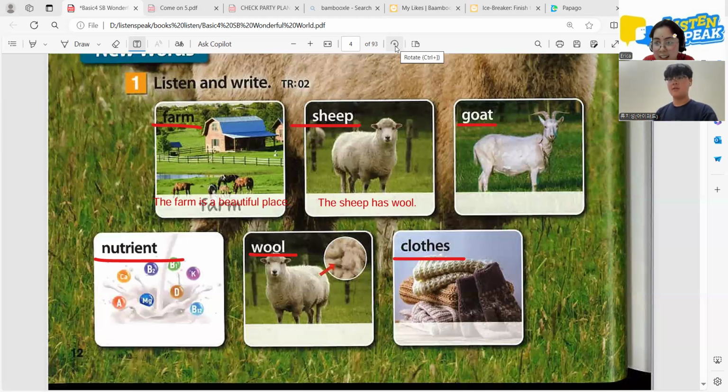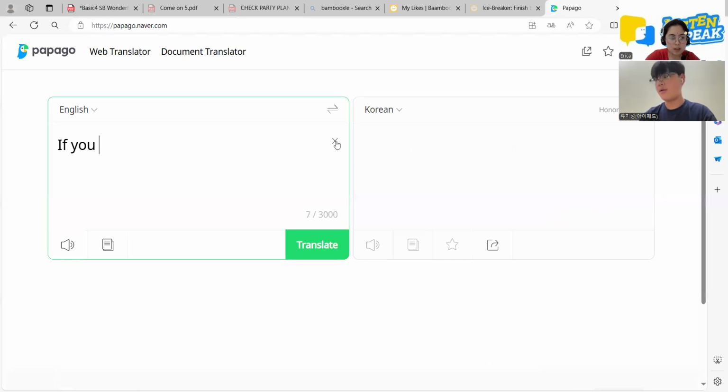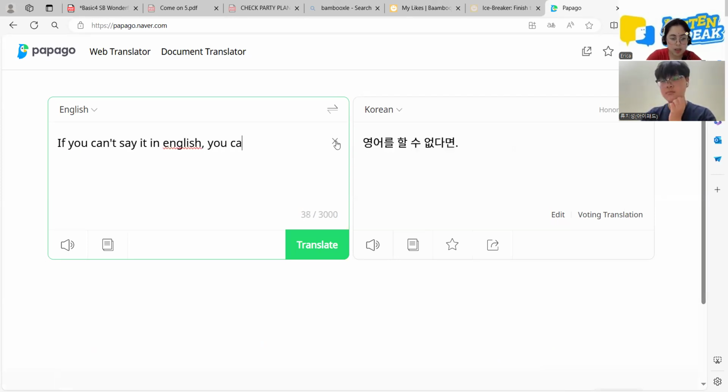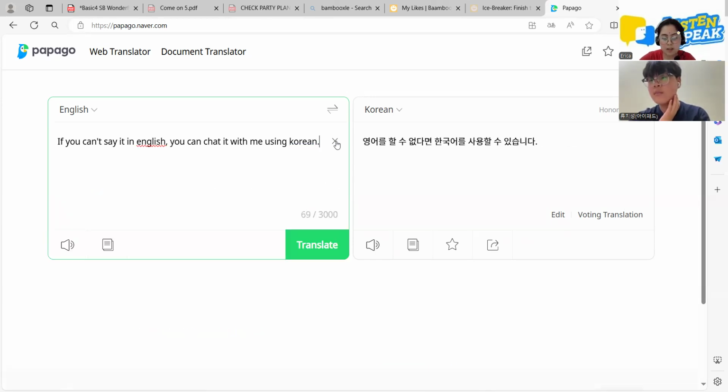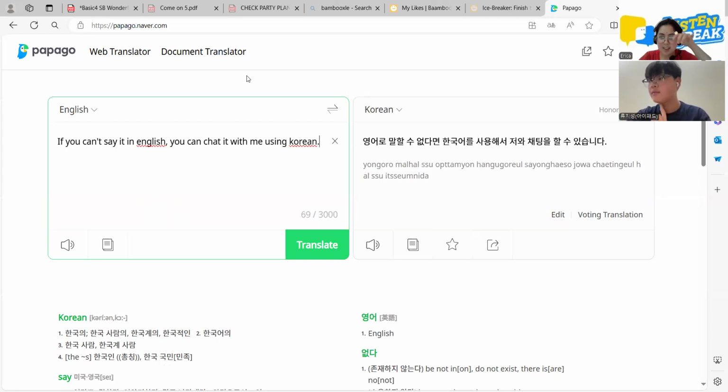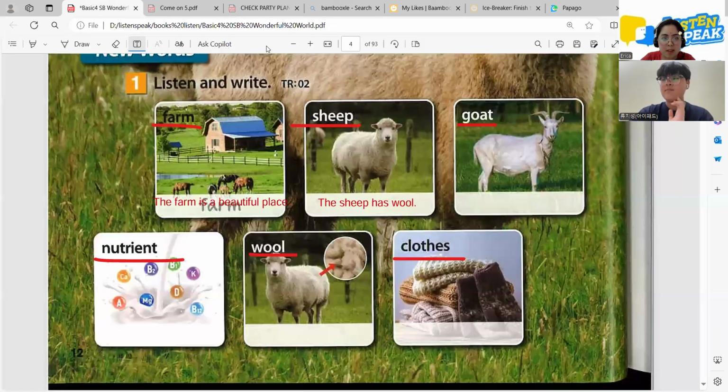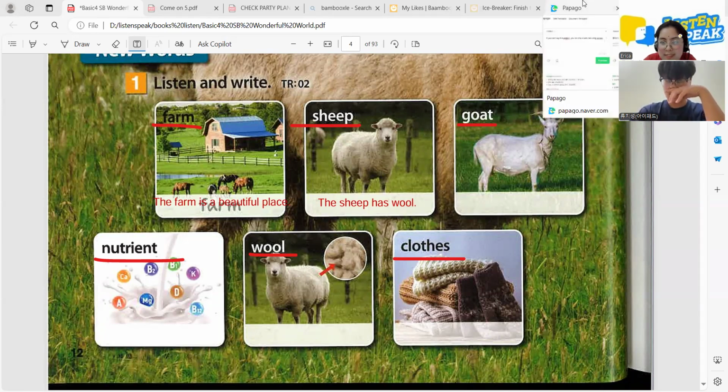Can I look at the textbook? Hold on. If you can't say it in English, you can chat it with me using Korean. Okay, all right. So here, you can chat it with me. What can you say about the goat? Yes, you can chat in Korean. It's okay if it's in Korean.